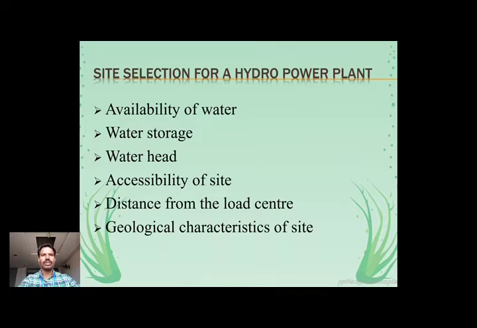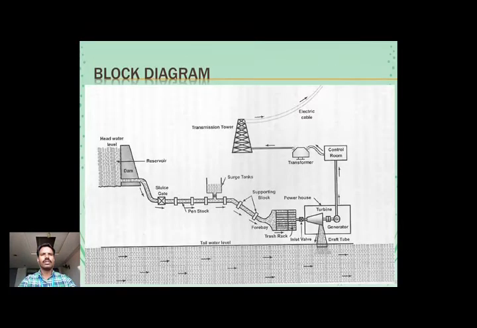Then the geological characteristics of the site. Continuous rain is possible, which is highly essential. Another parameter is people's land, which is another problem. We need to vacate the people and settle the money from the government side.